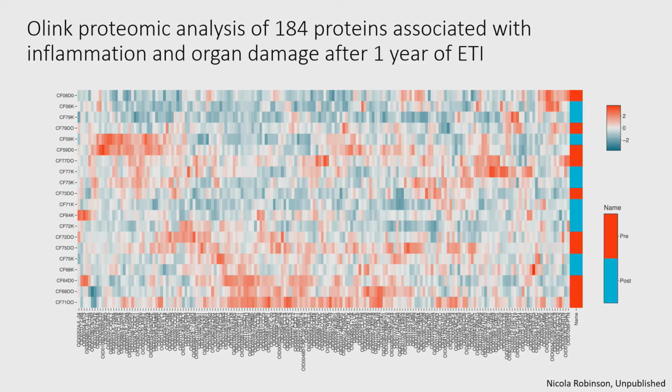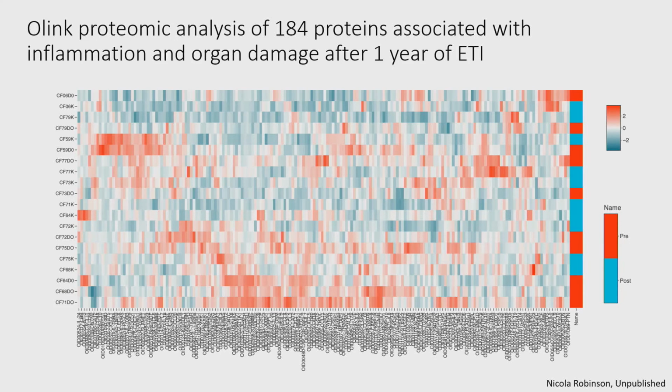And this is a test group of 10 patients before and after 1 year of ETI. And we used an O-link proteomic analysis. So we looked at 184 proteins that were associated with inflammation and organ damage. And what we got was this Jackson-Pollock heat map, which shows no signal whatsoever as to some sort of key signature of proteins that was being changed by ETI therapy, which initially I was quite disappointed by and sent lots of emails weeping saying, oh, I can't believe we spent thousands of pounds on this analysis.